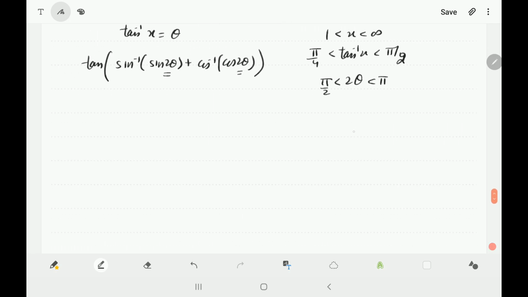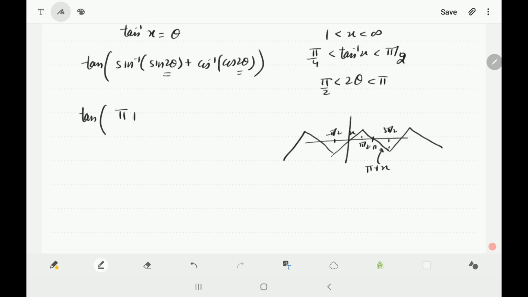Okay, so for sine inverse of sine x, you already know the graph of the function is like this. From minus pi by 2 to pi by 2 you have the output as x. From pi by 2 to 3 pi by 2 the output is minus x plus pi. So we will have the value of tan of pi minus 2 theta actually, because this line is minus x, so this output is pi minus x, so the output will be pi minus 2 theta.